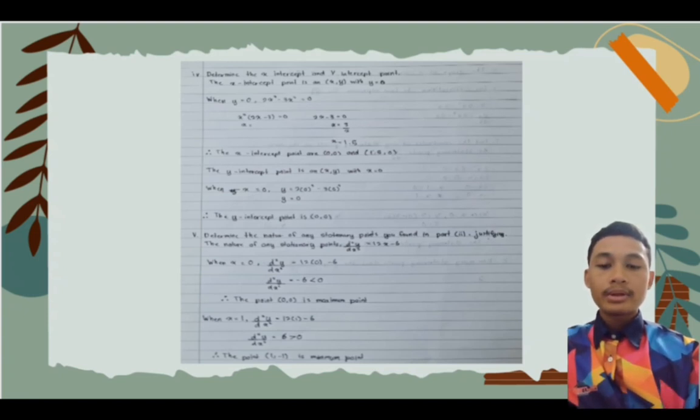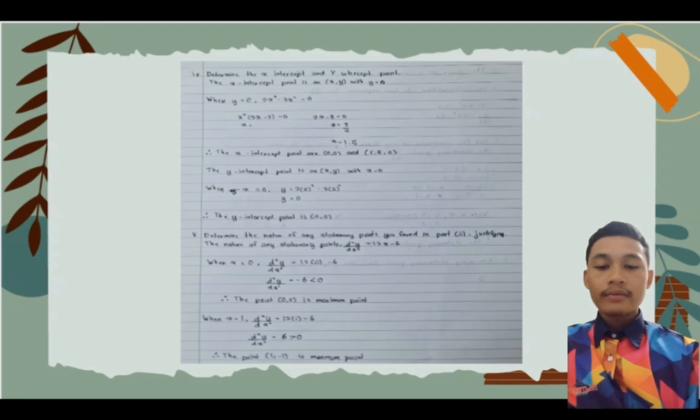The y-intercept point is on the y-axis with x equals 0. When x equals 0, y equals 2 in bracket 0 cubed minus 3 in bracket 0 squared. y equals 0. The y-intercept point is (0, 0).